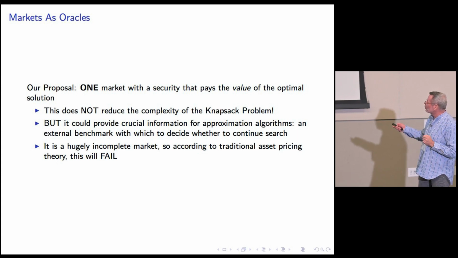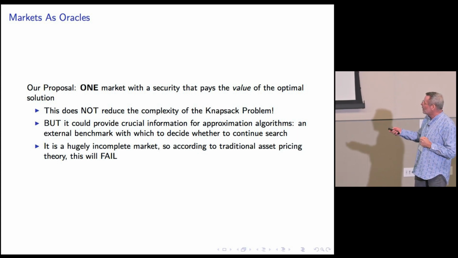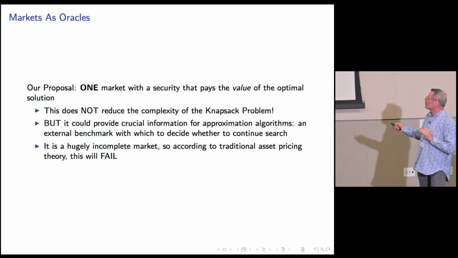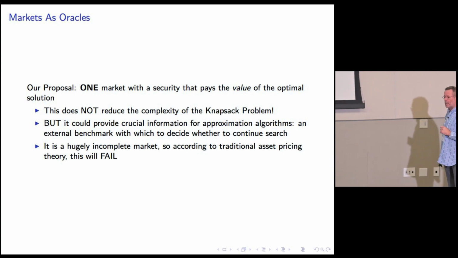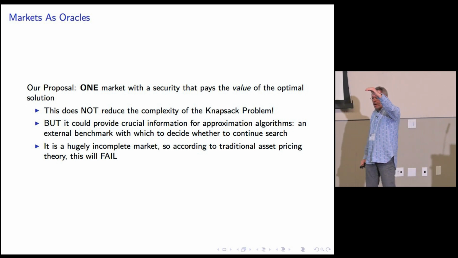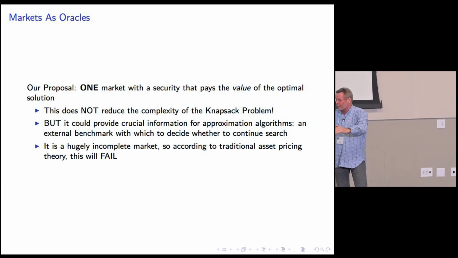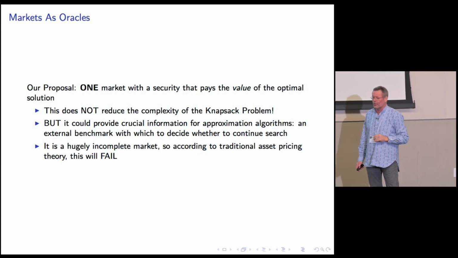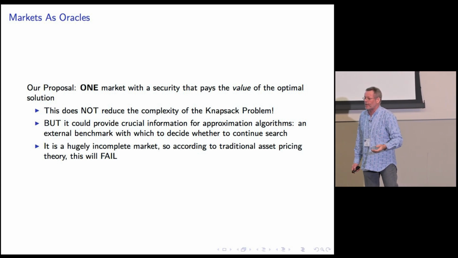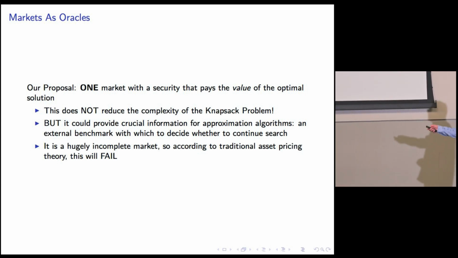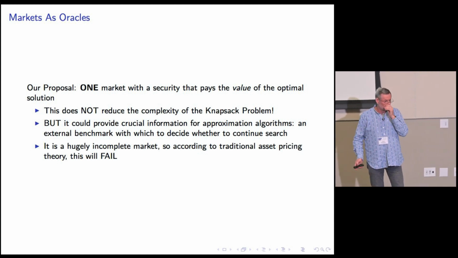However, it could provide crucial information for approximation algorithms, an external benchmark by which to decide whether to continue search. So you see that the price in the market is $500 and you're at $400. You say, well, maybe I should search. But of course, there are people who bluff in the market. This is a hugely incomplete market, so according to traditional asset pricing theory, this will fail, right?